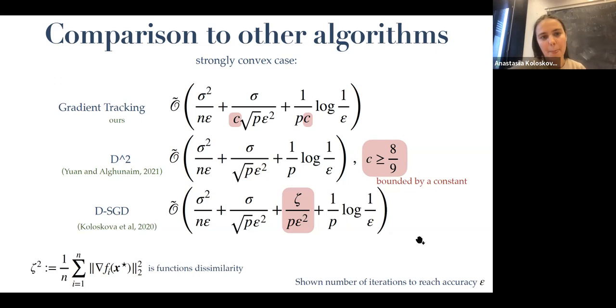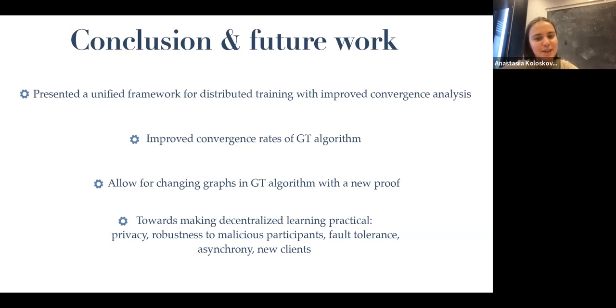So I think that's all I wanted to discuss today. Maybe as a summary: first, you saw this unified framework, which unifies many distributed algorithms with some convergence rates. Next, you saw this gradient tracking algorithm, which does not depend on heterogeneity, and we improved these convergence rates. And there are several open questions.